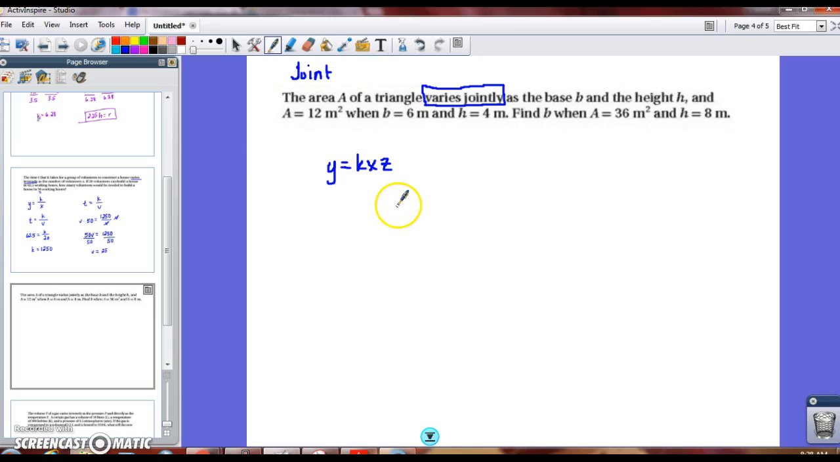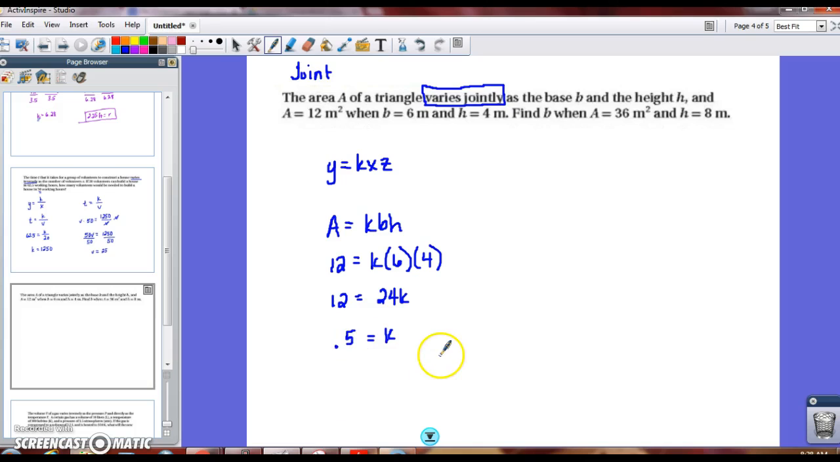Okay, so this says the area of a triangle varies jointly as the base and the height. So the area of a triangle varies jointly as the base and the height. It says when A is 12, B is 6, and H is 4. So I have 12 is equal to 24k. So k, if I divide both sides by 24, is 0.5.